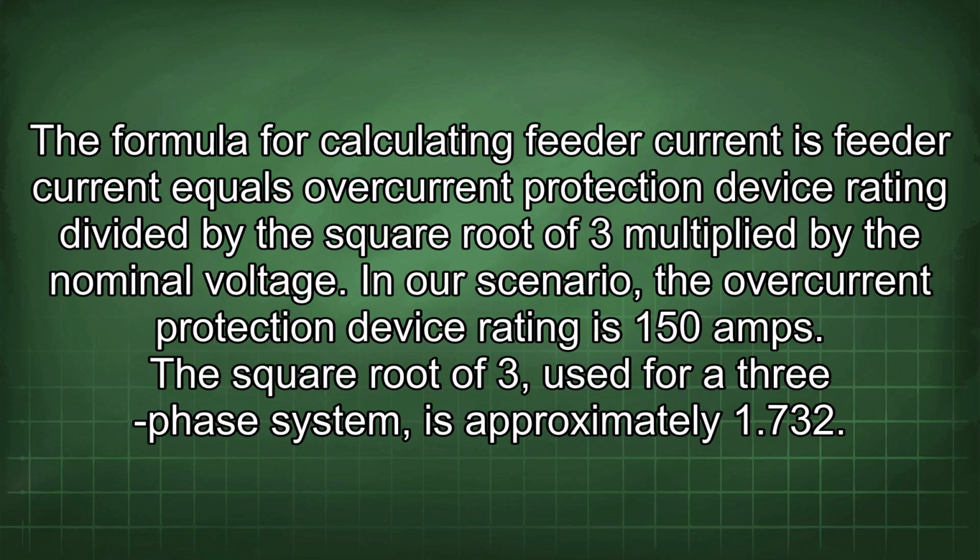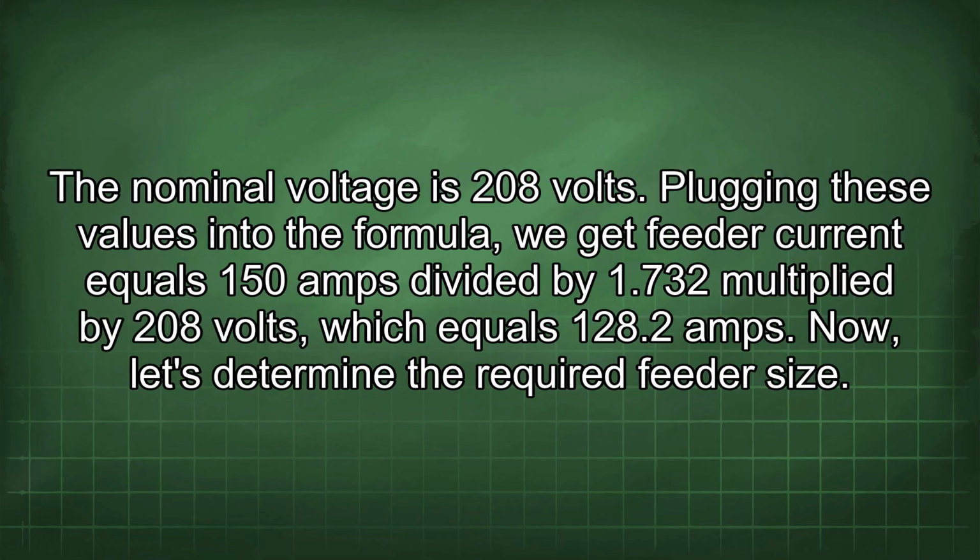The formula for calculating feeder current is feeder current equals overcurrent protection device rating divided by the square root of 3 multiplied by the nominal voltage. In our scenario, the overcurrent protection device rating is 150 amps. The square root of 3, used for a 3-phase system, is approximately 1.732. The nominal voltage is 208 volts.